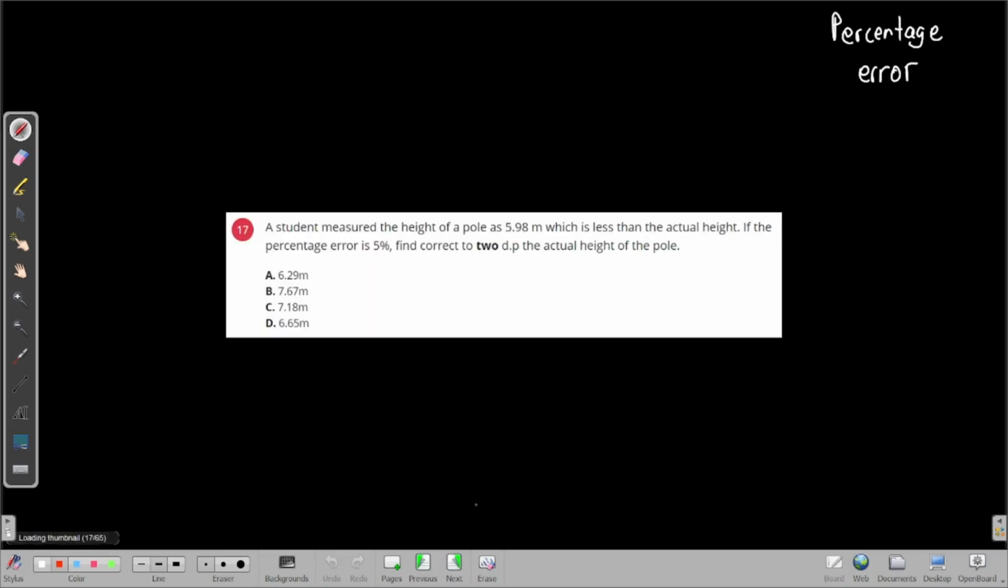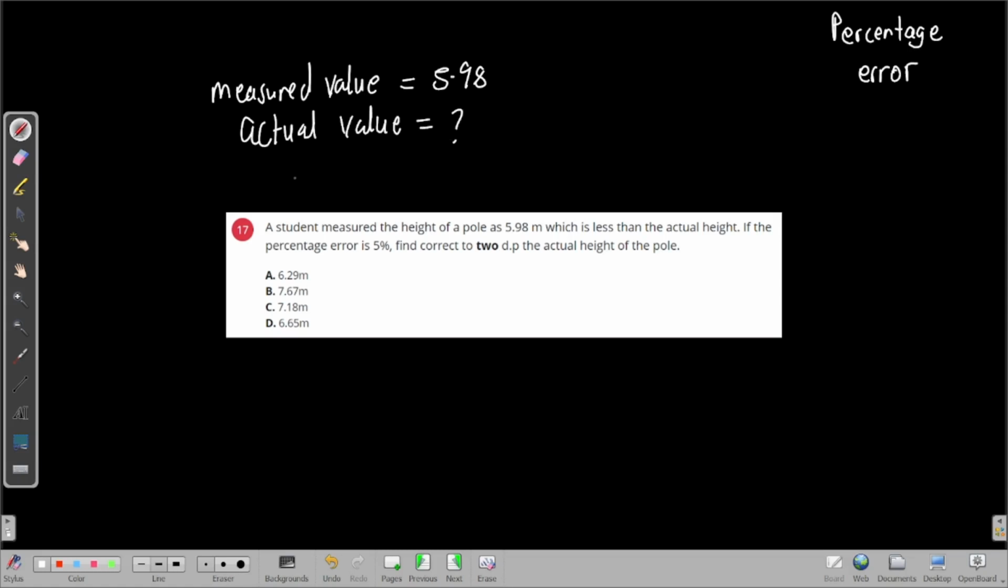Percentage error. A student measured the height of a pole as 5.98. So that's the measured value. Then the measured value is less than the actual height. So that's the actual value. We don't know the actual value. The percentage error is 5%. Find the actual height.